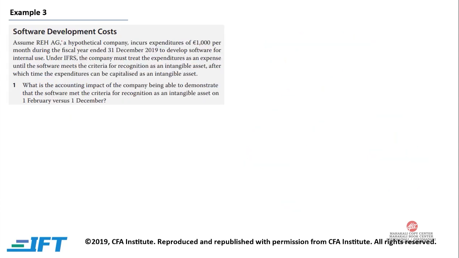Example 3. Software development cost. Assume REH, a hypothetical company, incurs expenditure of $1,000 per month during the fiscal year ended 31st December 2019. So this is December 31st 2019. This is 1st January 2019. To develop a software for internal use. Now this is very important. The software we are developing is for internal use.